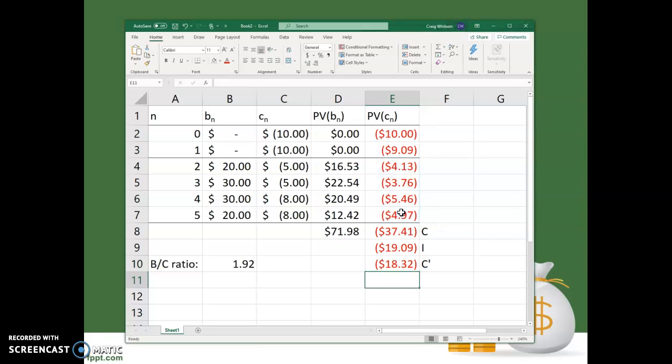Okay, so that answers, I believe, all parts of the question. We found the net present benefit, the net present cost. We even took that cost and broke it down into the investment value and the annual operating expense. And we found the benefit cost ratio.